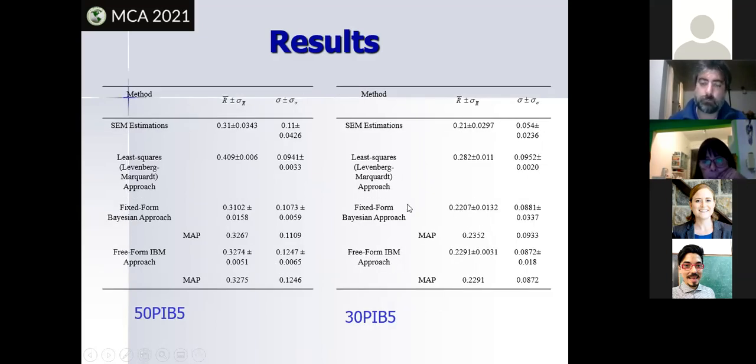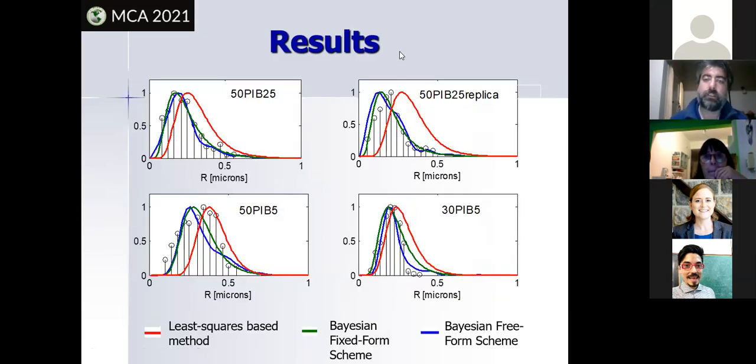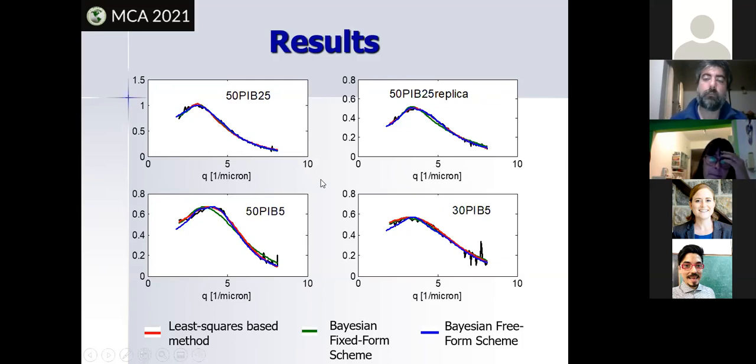Also, you can see that in the graphical of the PSD recovered. The blue is the Bayesian free form scheme, the green is the Bayesian fixed form scheme, and the red is the least squares method. You can see that also graphically. And finally, you can see that data fittings were acceptable in all cases. We don't lose so much data fitting by doing this.